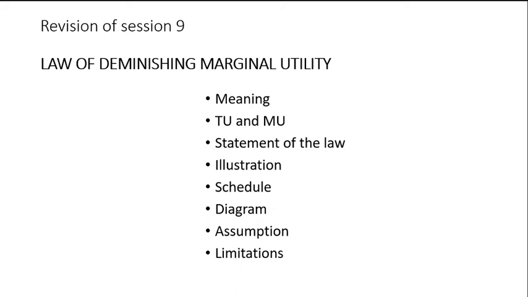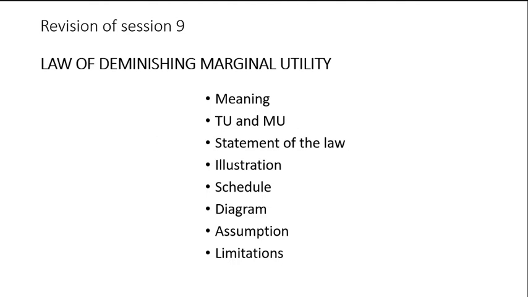The last one is limitations. We have discussed five limitations, but in this part you should know the application of the theory. If there is a change in income, the theory will be false. If there is a change in the unit or quantity, then the theory becomes false. And if the utility of money doesn't remain constant, then also the theory doesn't work. So these are the limitations of the law of diminishing marginal utility.